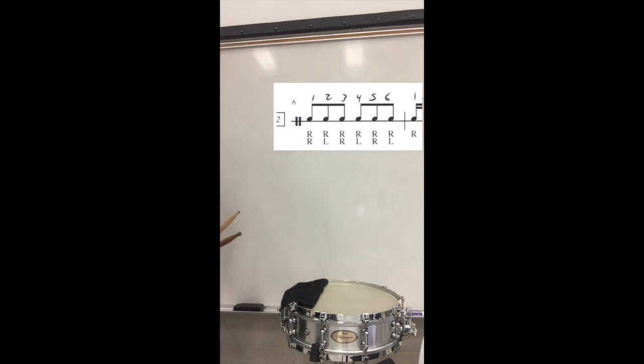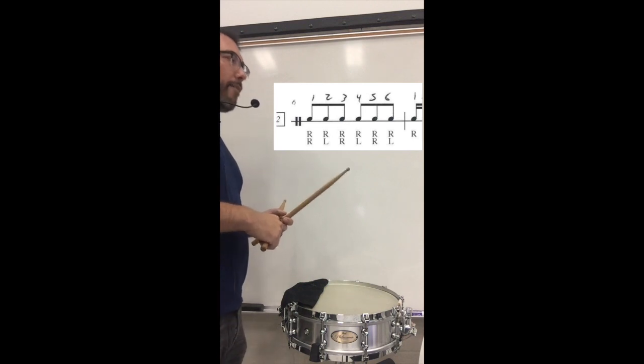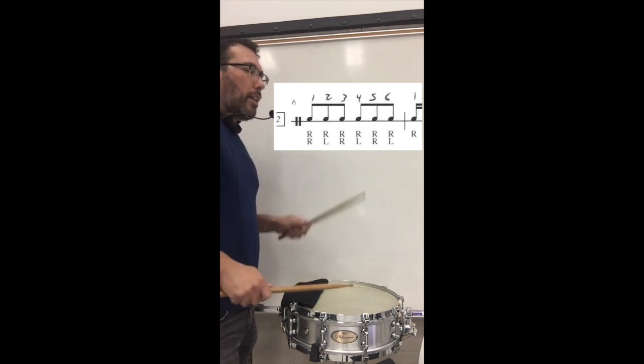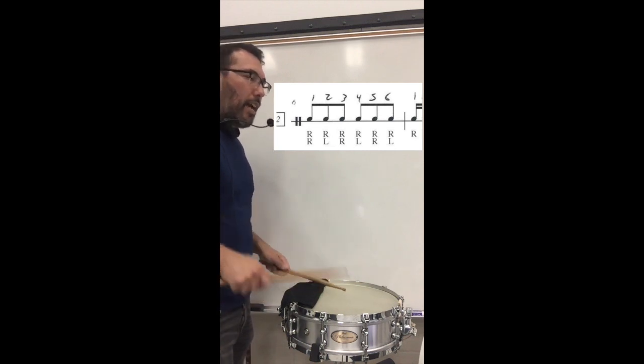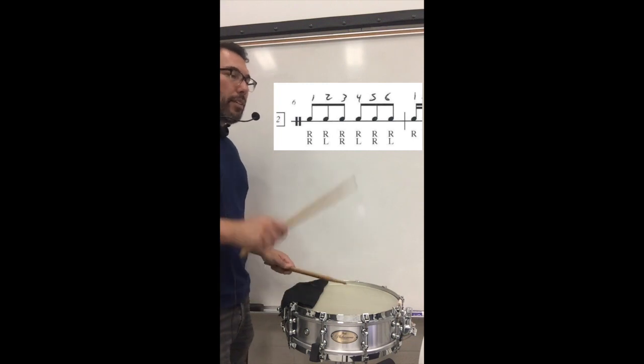And I tell you what, Diana, why don't we try with the alternating, the sticking that's on the bottom. Right, left, right, left, right, left. Let's try that. 1, ready, go. Right, left, right, left, right, left. Downbeat. Add the downbeat. Ready, again, go. 1, 2, 3, 4, 5, 6, 1.